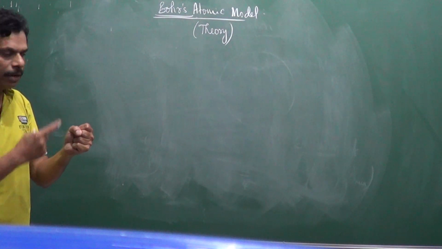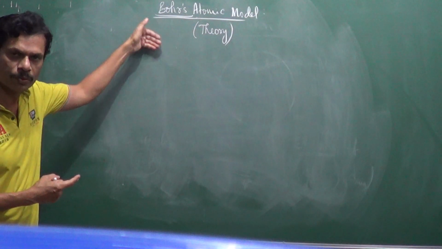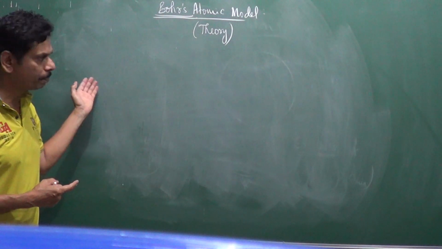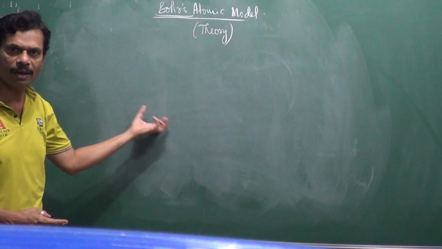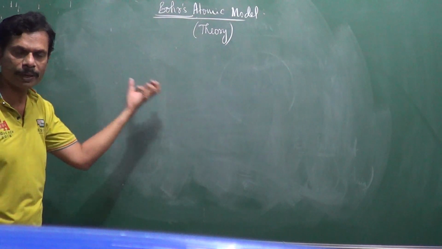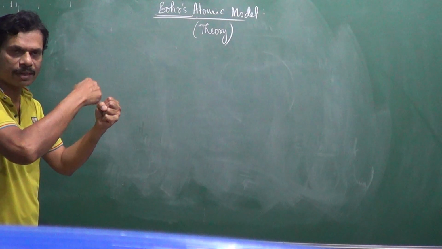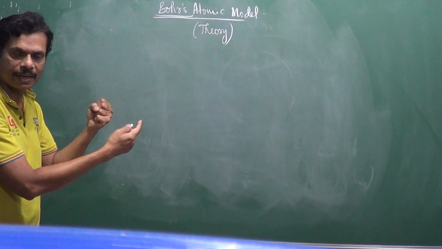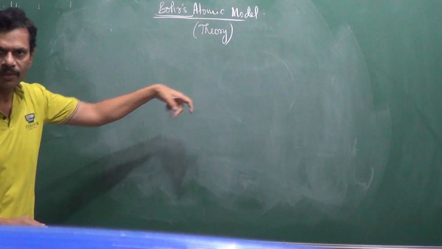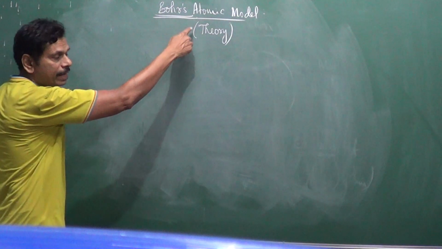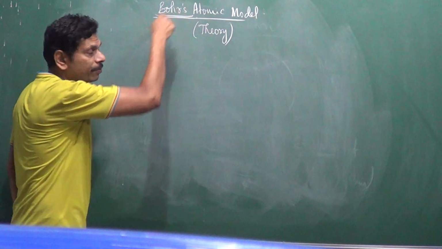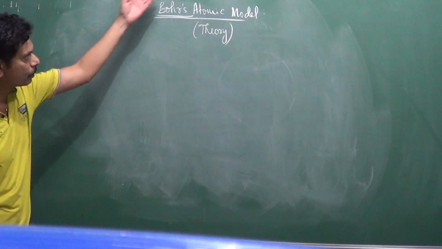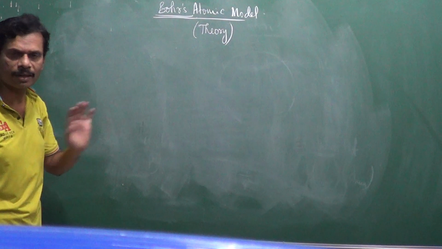Bohr is the first person who used quantum mechanics, Planck's quantum theory: mvr is equal to nh divided by 2 pi. The orbital angular momentum of an electron is quantized, discrete, equal to integral multiples of h divided by 2 pi, where n is equal to 1, 2, 3. All these ideas were given by Bohr's postulates, so he has explained all this concept.